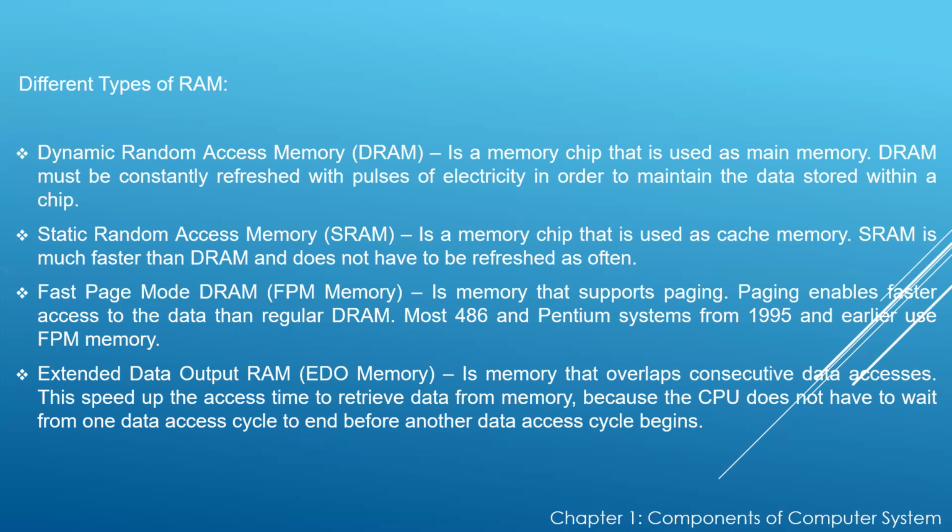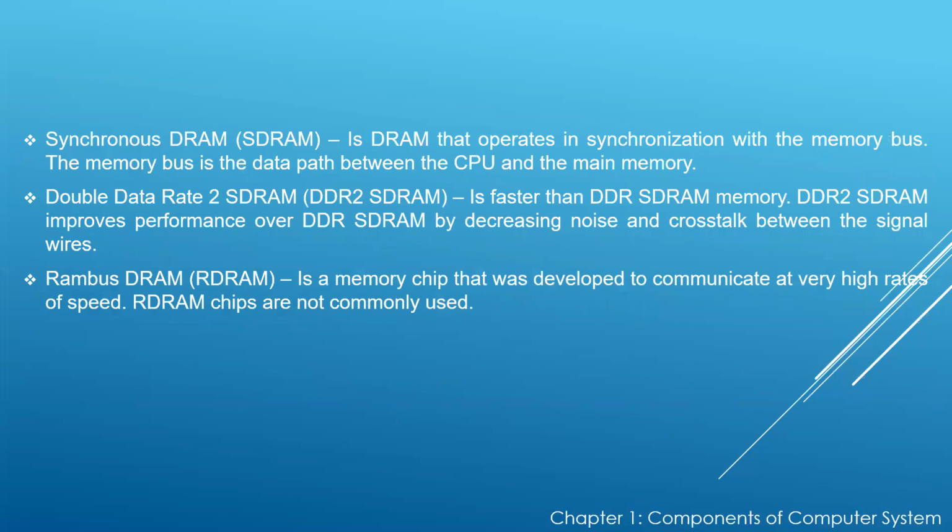Even the fast page mode DRAM, or we call it the FPM memory. So majority of these are being used in the servers. Yun nga lang itong si fast page mode RAM, Pentium system pa to ng 1995, no? Luma na to. Yung extended data output RAM or EDO memory is the memory that overlaps consecutive data accesses. So this speeds up the access time to retrieve data memory. So ang gumagamit na nito, majority would be servers. Ano yung mga servers? Yung mga bangko para sa mas mabilis na process or pasok ng kanilang mga data.